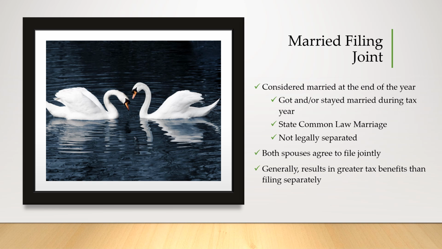Our next filing status is married filing jointly, and this is for taxpayers who are, 1, considered married at the end of the year. And if you'll remember, married at December 31st is married at the end of the year. So if they were married the whole year, they were married at the end of the year. If they got married at any point during the year and they stayed married, by December 31st, they're still married, then they are considered married for the entire tax year.